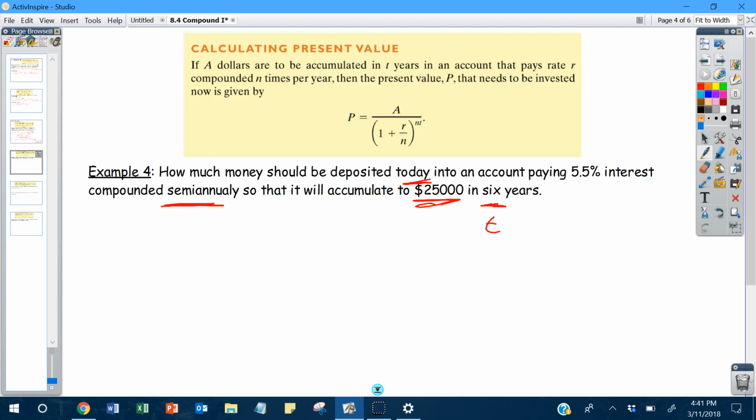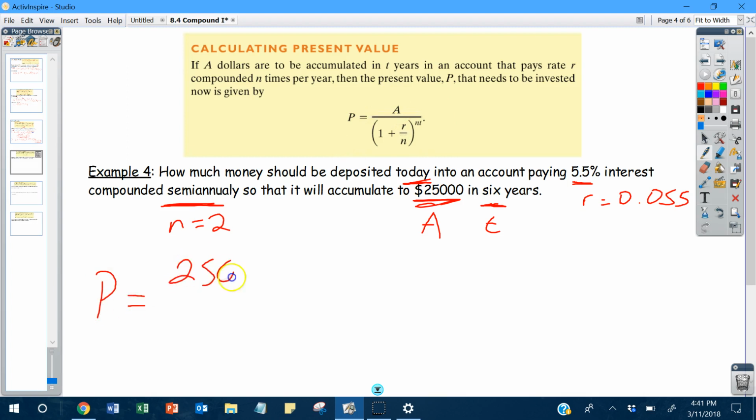I see T is there. My future value is there. I want it to be that value in 6 years. Semi-annually, that's going to be N is equal to 2. And there's my interest rate, where it's going to be that as a decimal. Okay, so what I can do is I can plug all these things in now and solve for P, which this formula went ahead and solved for P for you. So you can just put P on the left-hand side and plug everything else in.